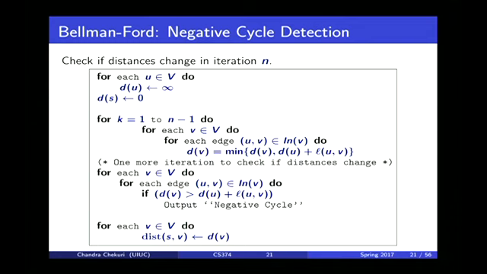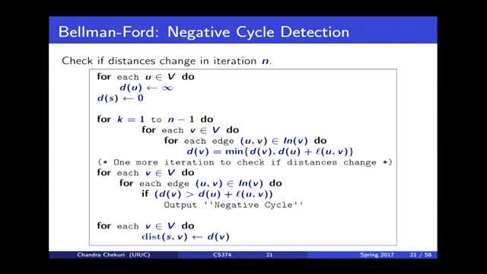So the algorithm is, first do this n minus 1 iterations, and do one more iteration at the end, and in the last iteration, if you actually find a vertex has reduced its distance, then there is a negative length cycle. Now it is not completely obvious that you just need to do one more iteration. It is sort of intuitive that if you do many more iterations, you will eventually detect that there is a negative length cycle.